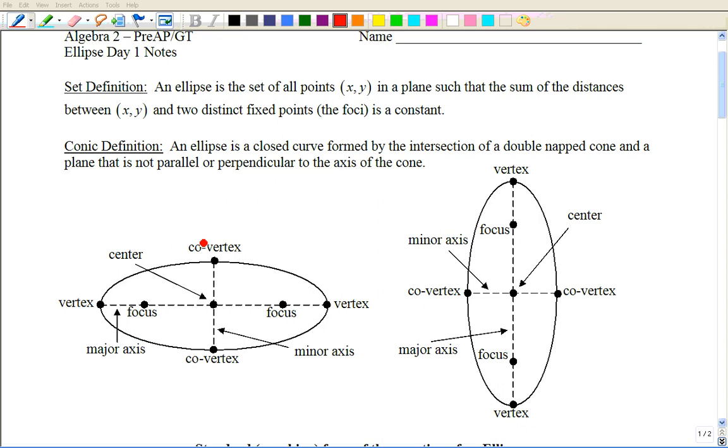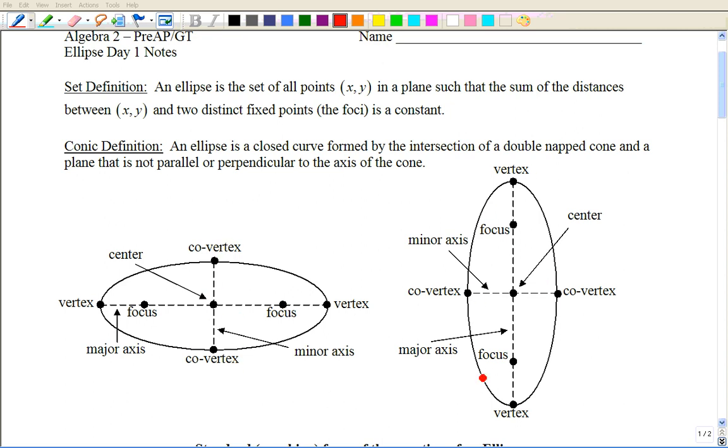So for this horizontal ellipse, we've got a center right here in the middle, and then going out to the left and the right, we've got the vertex. And the major axis will connect these two vertices. It's the whole thing all the way across. And the major axis is going left to right here, but the minor axis is going top to bottom, and it's smaller. So the major axis is always bigger than the minor axis. The major axis connects the vertices, and it will also contain the foci. And then the minor axis at the endpoints will be the co-vertices.